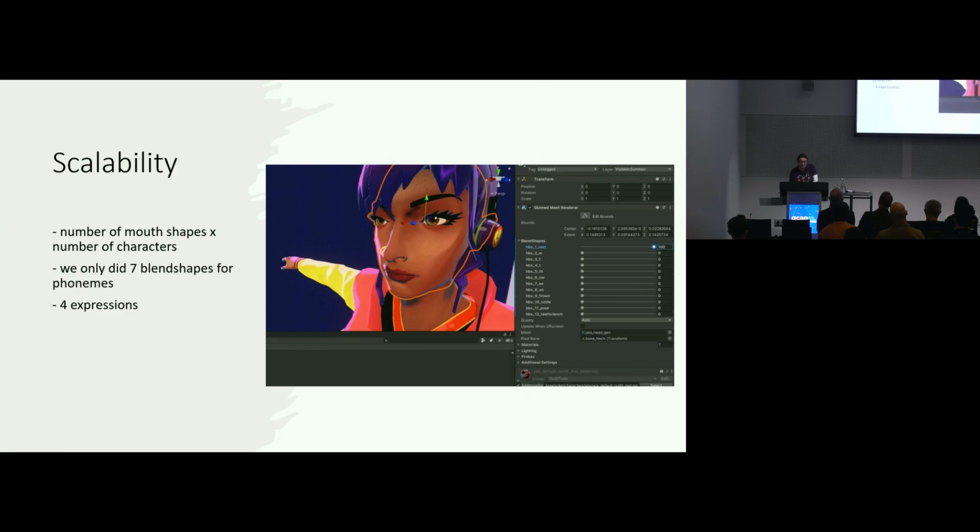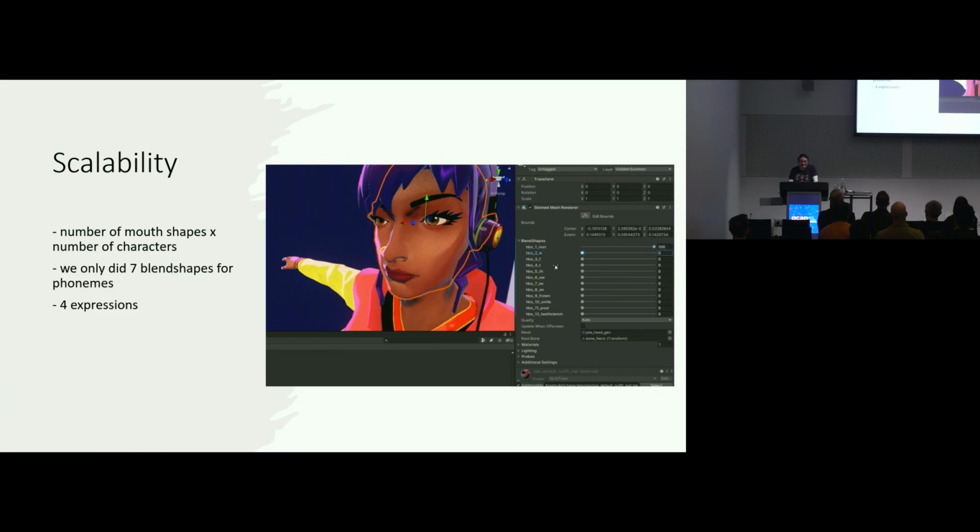Okay, so speaking of scale, one thing I want to bring up, which was pretty great, was how scalable the solution actually is. There are 44 phonemes, and therefore 44 corresponding mouth shapes. But you don't actually need to do 44 shapes per character. You can group them up in sensible ways. A lot of the differences are pretty subtle, and you can mix and match weightings to get the right approximations.